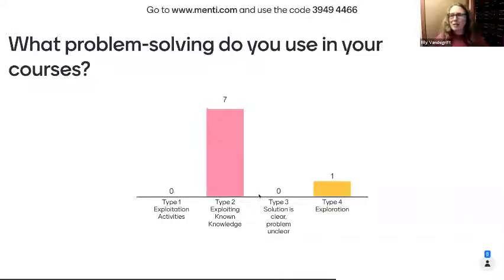Okay, so it seems like of the people who are answering so far, there's kind of this type 2, which is that exploiting the known knowledge.